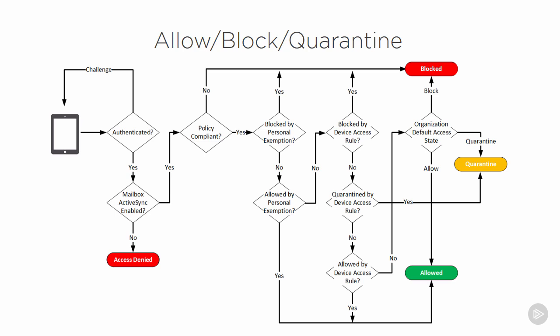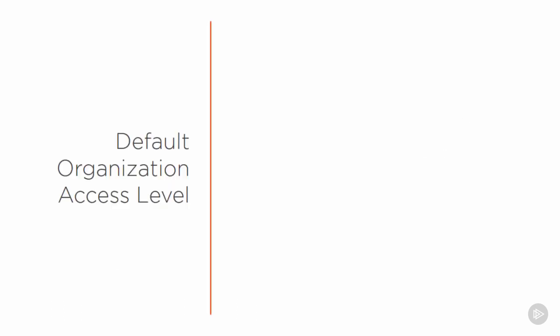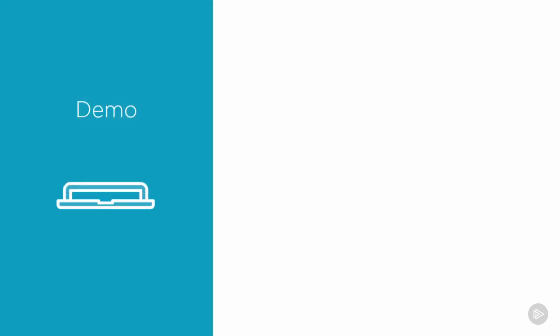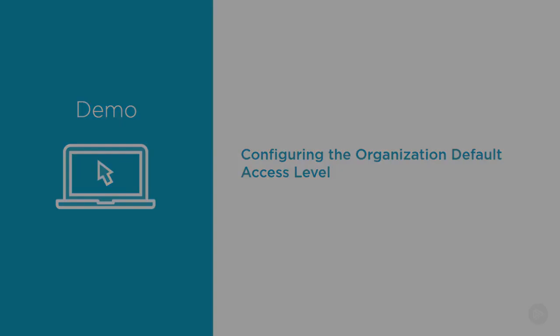Well, having looked at device access rules, the only stage left in the allow block quarantine process is the organization default access state. This default access state will apply to devices that have not been allowed, blocked, or quarantined by any of the previous ABQ steps. So we'll go back into the Globomantics environment and configure the organization default access level.